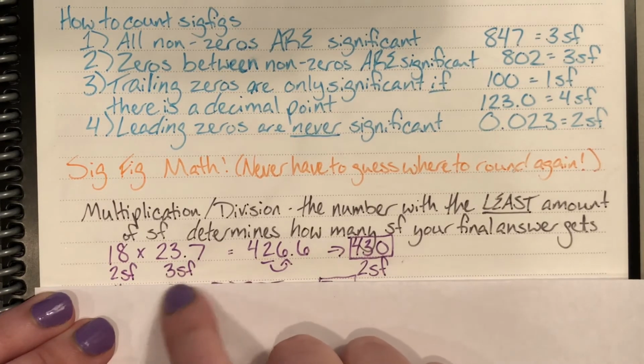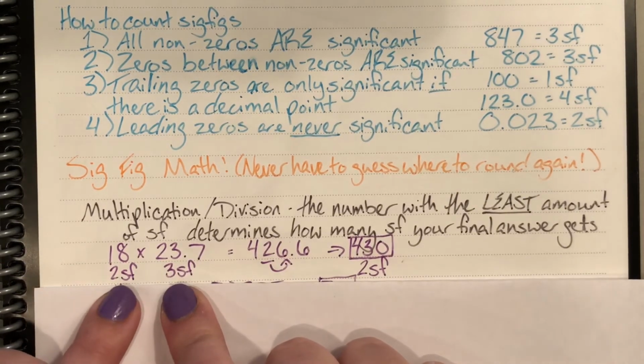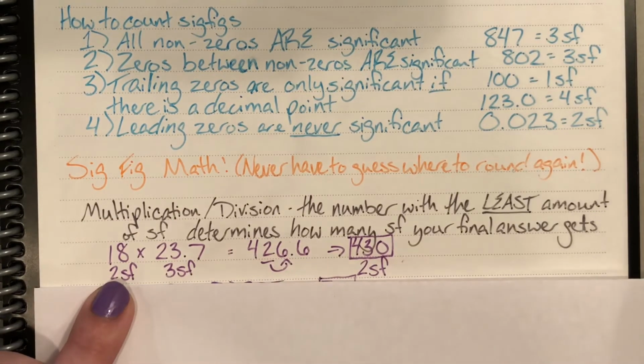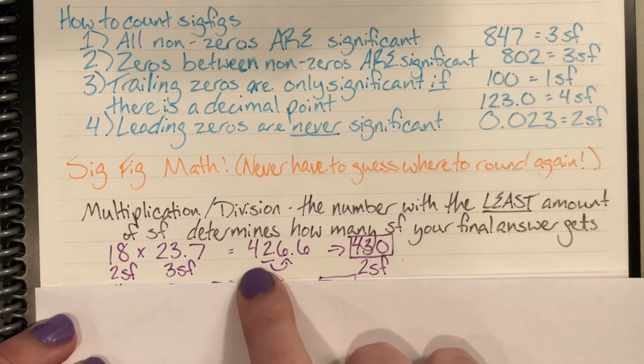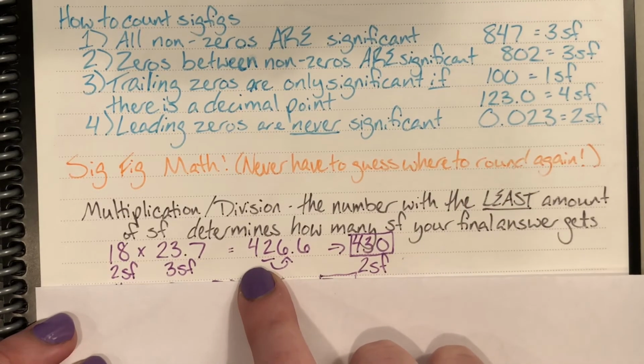23.7, all non-zeros, all are significant. I have 3 sig figs here. Since I have this as my least number of sig figs, 2 is the number of sig figs that I actually get to keep. Now this is where some people get confused. What we're going to do is start from the left and identify how many sig figs we get to keep.